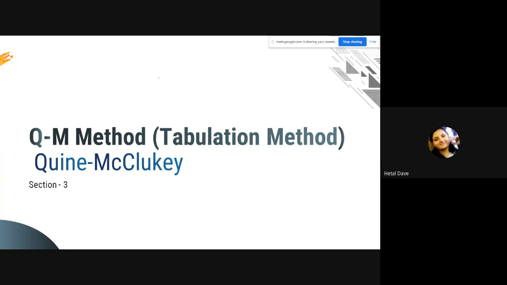Okay, our fourth method is called QM, or it is also called the tabulation method. QM full form is Quine McCluskey method. Quine is the scientist's name who first found the tabular method. Later on, some modification was done by McCluskey. That's why the name is given Quine McCluskey method, and in acronym we will call it the QM method. So in your examination, a question can be asked with either of these names, QM or tabulation method.